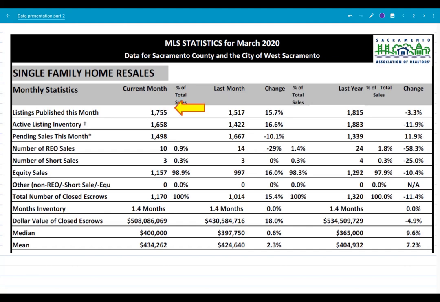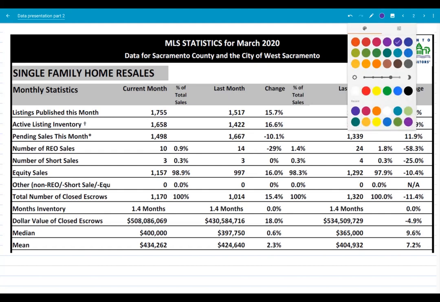Like listings published this month. How many houses were put up for sale? 1,755. The month before was only 1,517, so it went up 15%. The year before, March of 2019, it was 1,815, so it's actually a change from the previous year of minus 3.3%. There's a ton of data in here. I'm going to look at this part down here. I'm going to actually circle it so you can see it better. Circling in a light color.